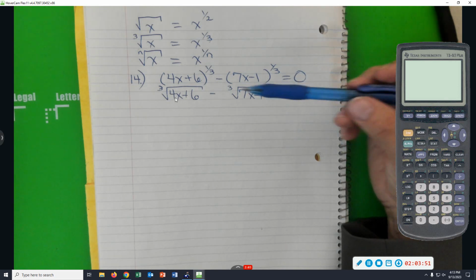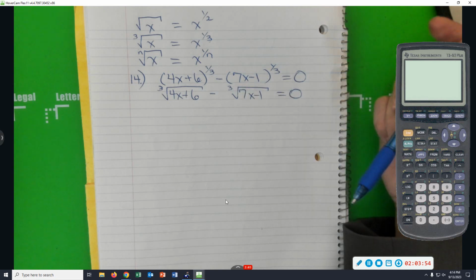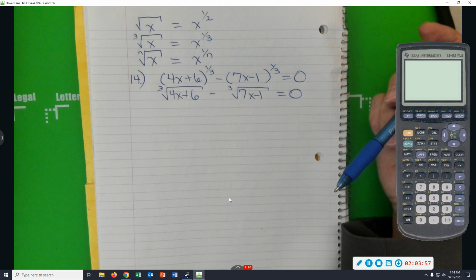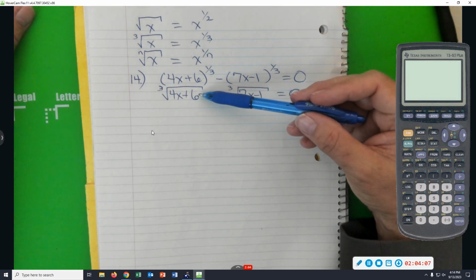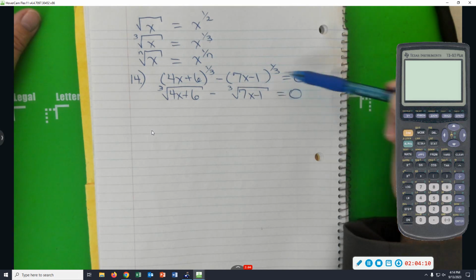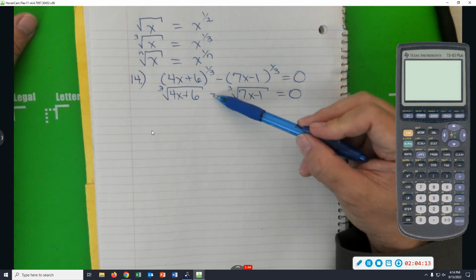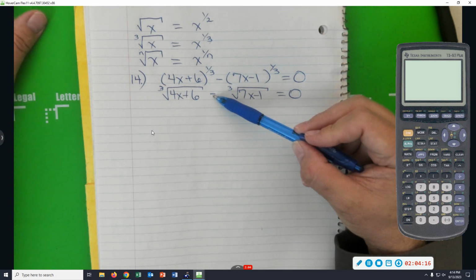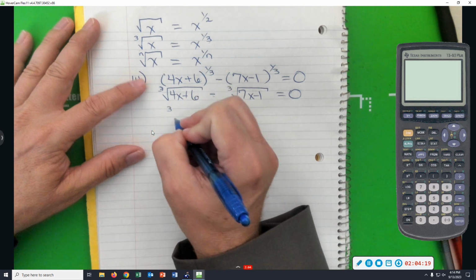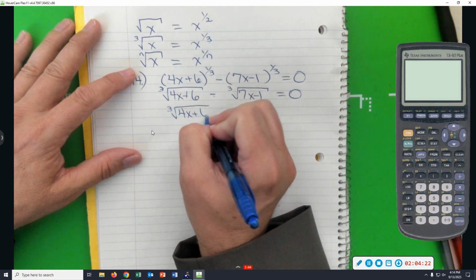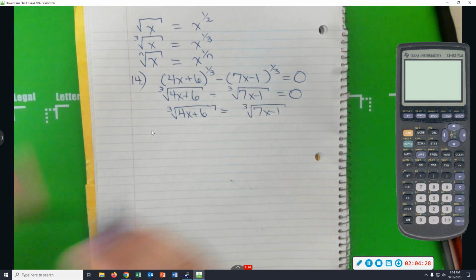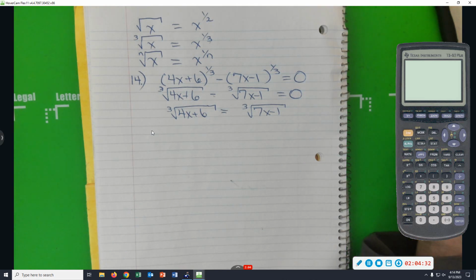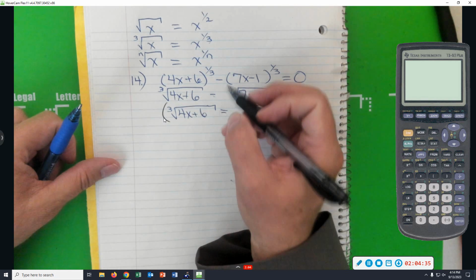Since it's a radical equation, we're ultimately going to have to cube both sides. But before we cube both sides, what do we need to do? Isolate. We have to isolate a radical. The smart thing to do is to pick up the second radical and move it over to the right-hand side, because that negative will then become positive. So we have the cube root of 4x plus 6 is equal to the cube root of 7x minus 1. I think this will probably be the easiest one we've done all day. It's like number 12, except you're not going to have to do any factoring.